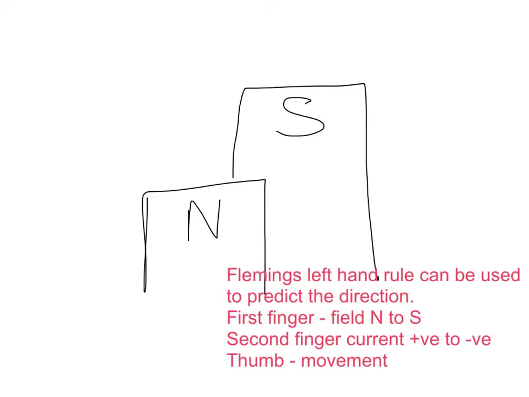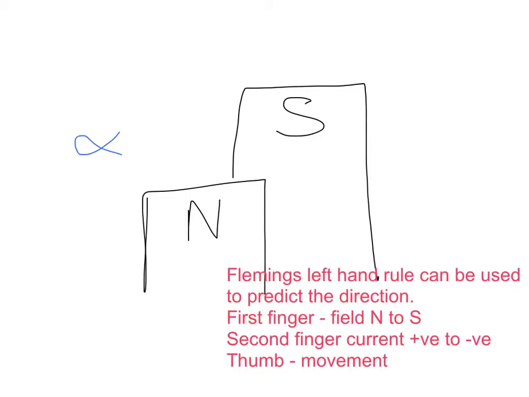Let's take an alpha particle. We can work out which direction it goes using Fleming's left-hand rule. Your first finger is the north to south, so that should point into the picture. The second finger is the current, and for the current we use the conventional current, positive to negative.